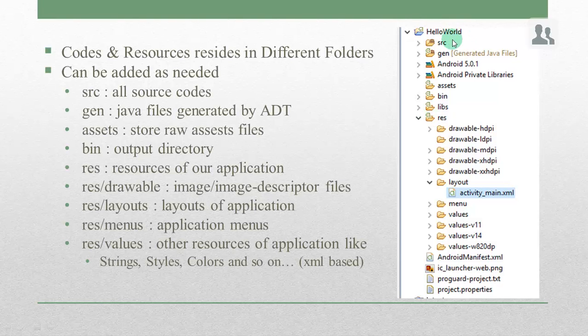Then the res folder is there, which is the main folder containing all the resources of your Android application. Inside this resource folder, different folders contain different types of resources, like drawable-something folders, which contain the images or image descriptor files of your application. Whatever images you use in your Android application are stored in the res/drawable folder. Different versions or different pixel densities of the images are stored in the appropriate folders over here. So that is the drawable folder.